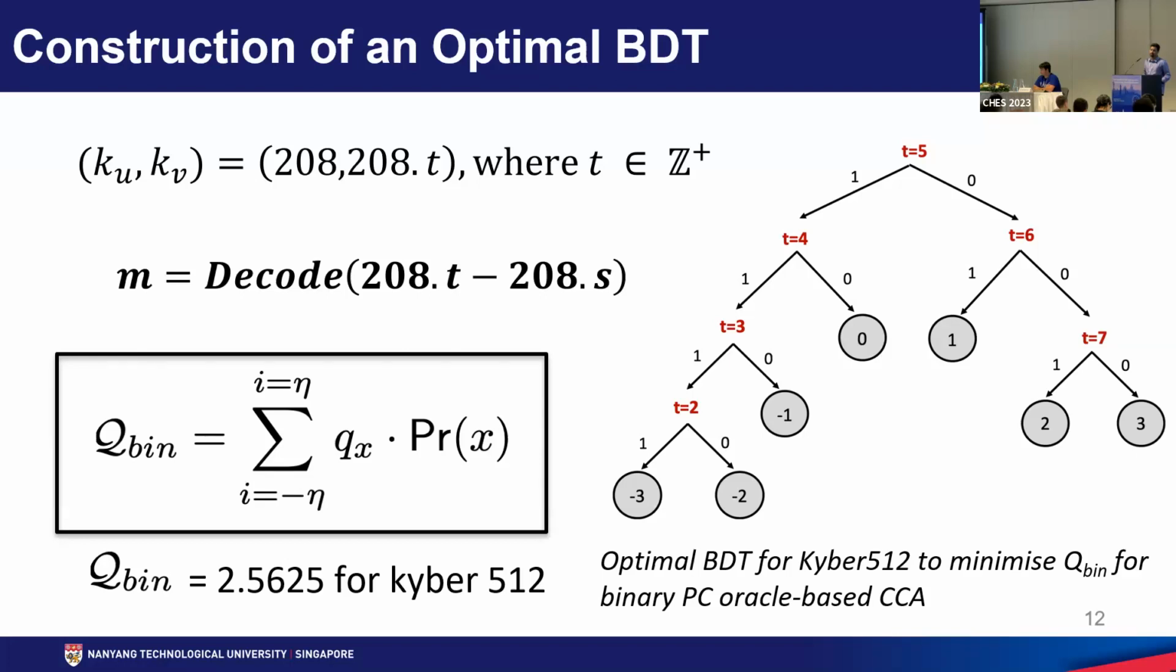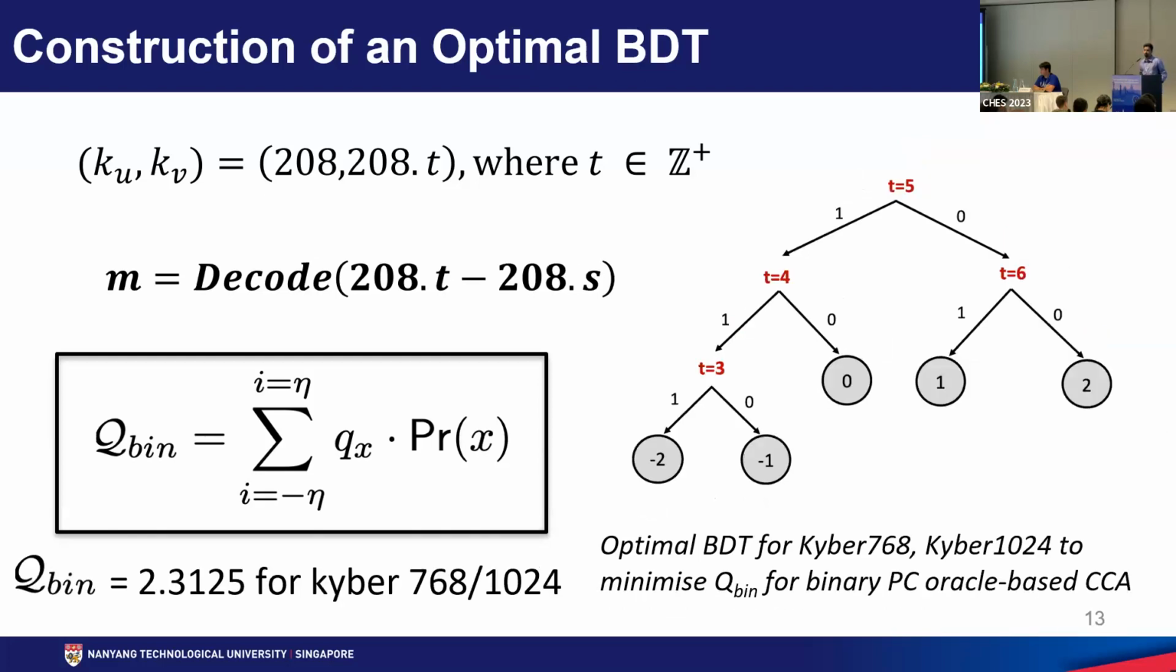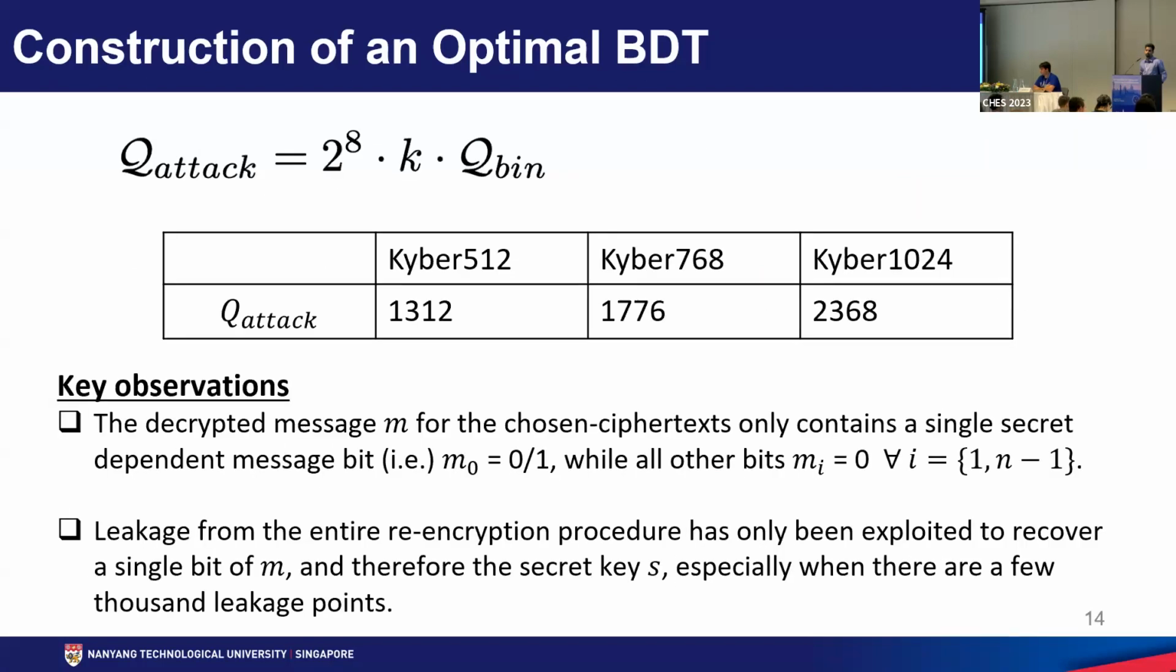Now for Kyber 512, we calculated the average number of queries to be 2.5625. We also extended the approach to Kyber 768, and here the average number of queries required to retrieve a single secret key coefficient would be 2.3125. So this is the total number of queries required to retrieve all the coefficients. If you multiply 512 with 2.5625, it will give you 1312, which is the total number of queries required to retrieve all the coefficients from Kyber 512. And similarly for 768 and 1024, you will get 1776 and 2368 respectively.